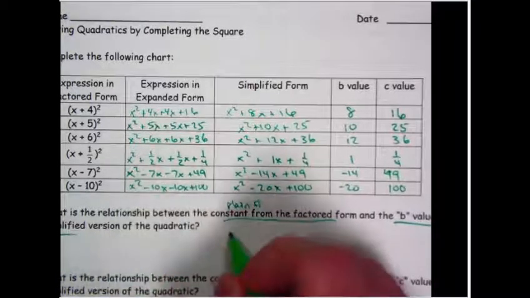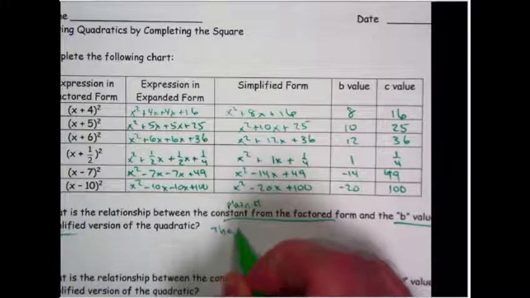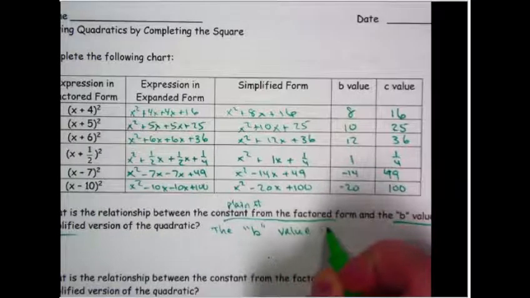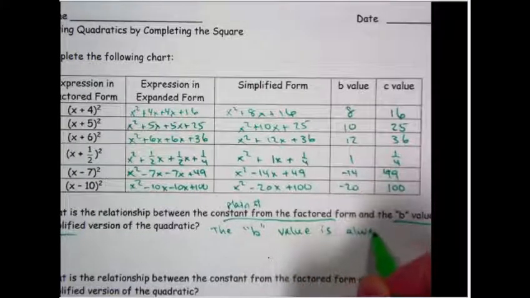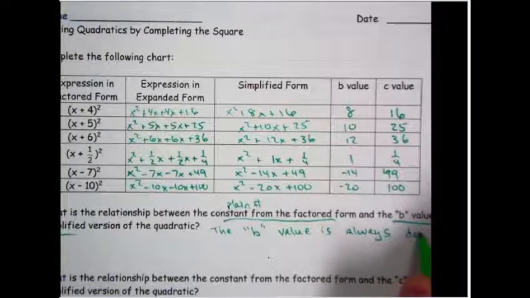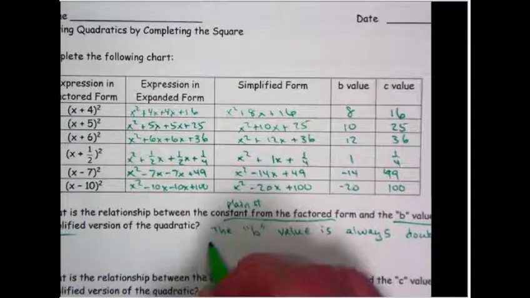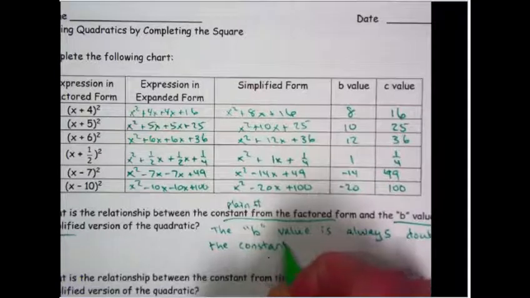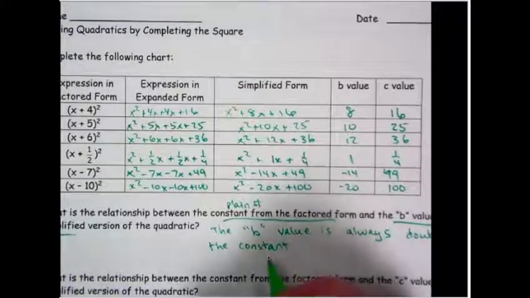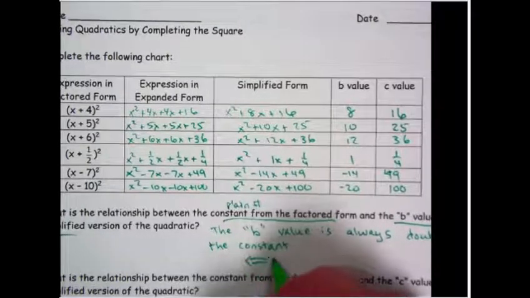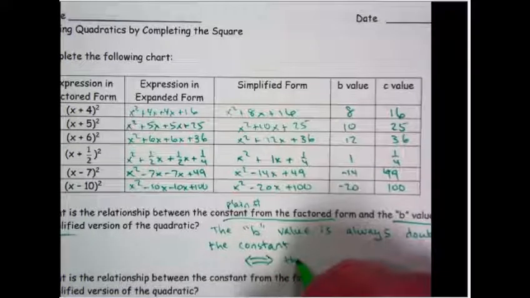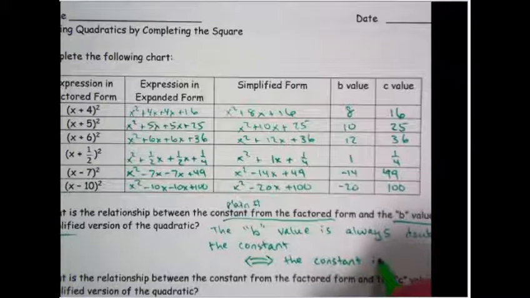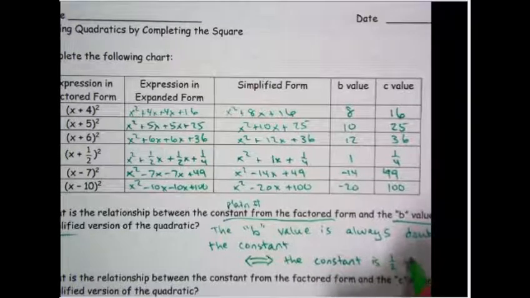Hopefully you're recognizing that the b value is always double the constant. And we could also work backwards. That also means that the constant is half the b value.